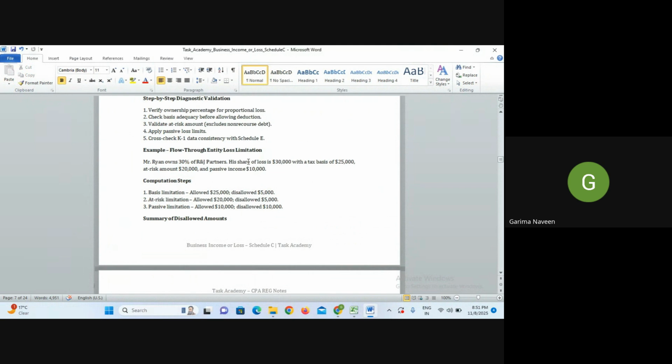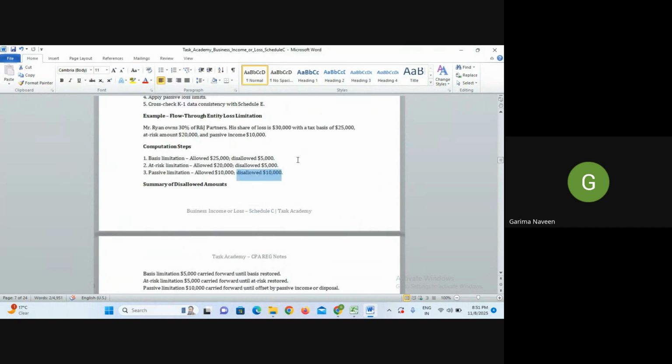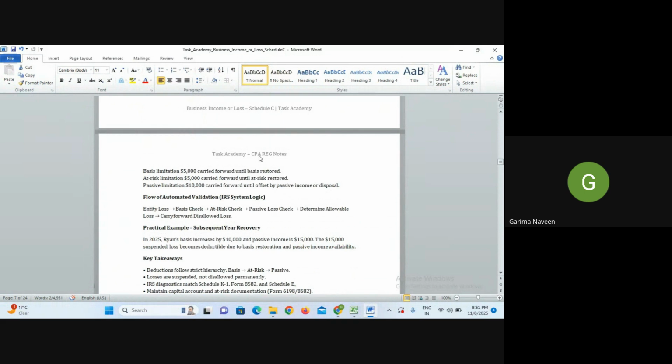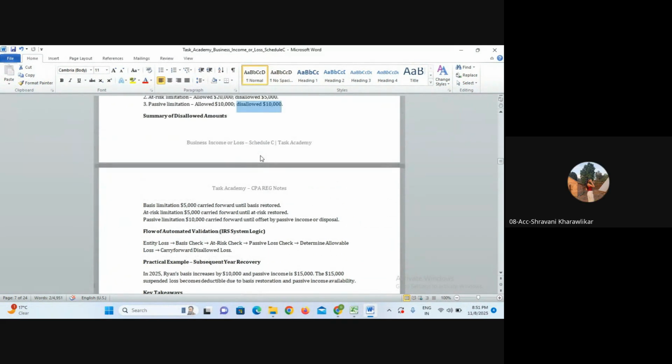Next comes the third step, that is the passive income limitation. You can deduct losses only up to the amount of your passive income. That means you can deduct only $10,000 of losses, the excess of loss, 20 minus 10, which will give you $10,000. The excess of this amount you need to carry forward. Is it clear? Yes.